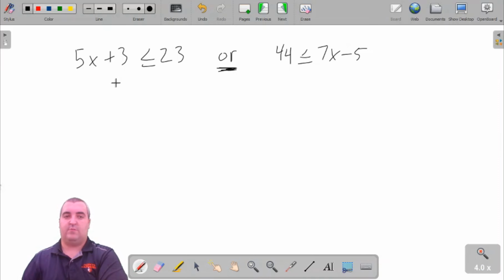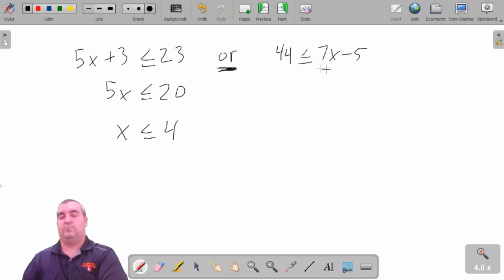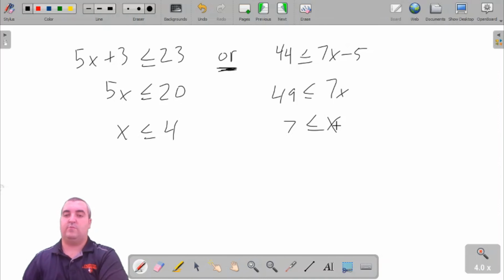So let's go ahead and solve this. I'm going to subtract the 3 from both sides. So we get 20, and then divide by 5. And it's positive, so I don't have to switch the sign. So x is less than or equal to 4. And then on this side, we're going to do similar steps. Add 5. So I get 49 is less than or equal to 7x. Divide by 7. And hey, we get 7 is less than or equal to x.